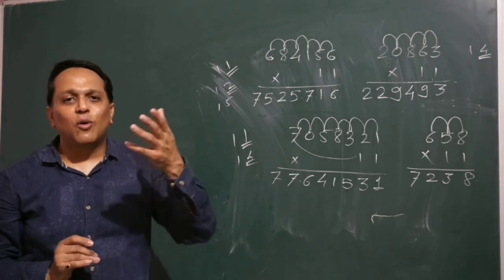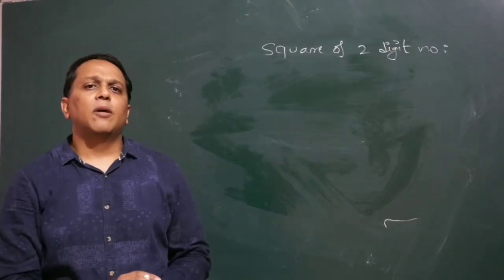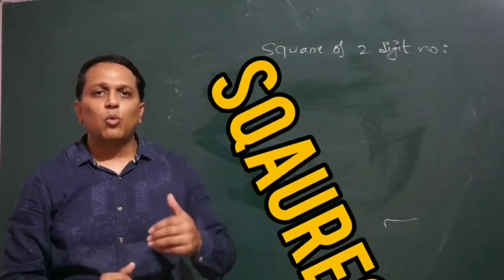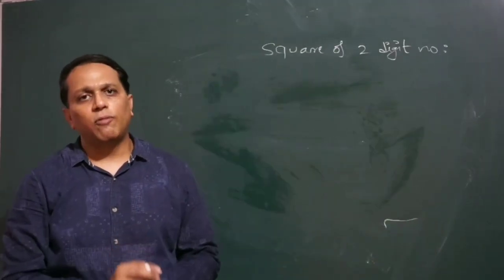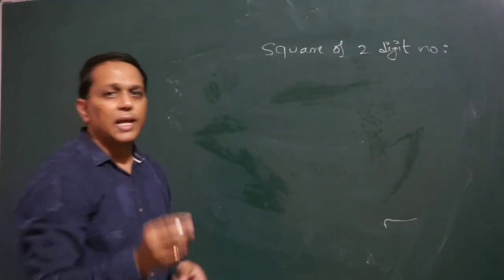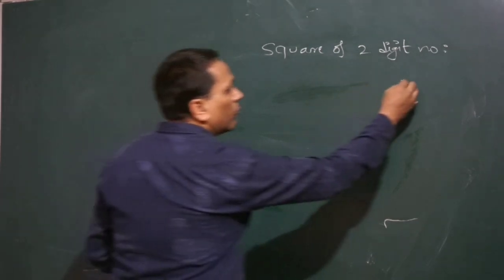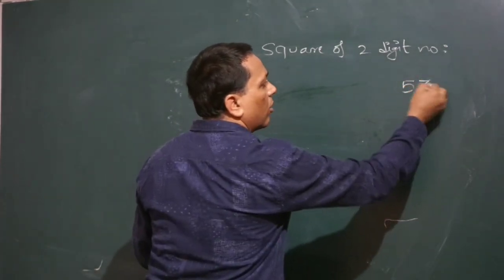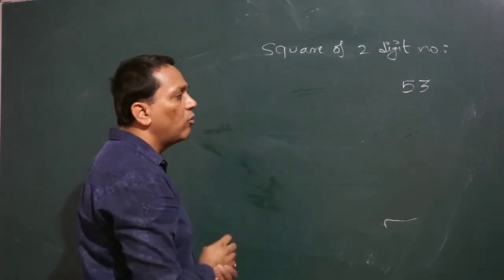Now let's move on to our second topic. Second topic is finding the squares of 2 and 3 digit numbers. First we will find the squares of 2 digit numbers. Let's take one example. For example, we are going to find the square of 53. So how do we find the square?